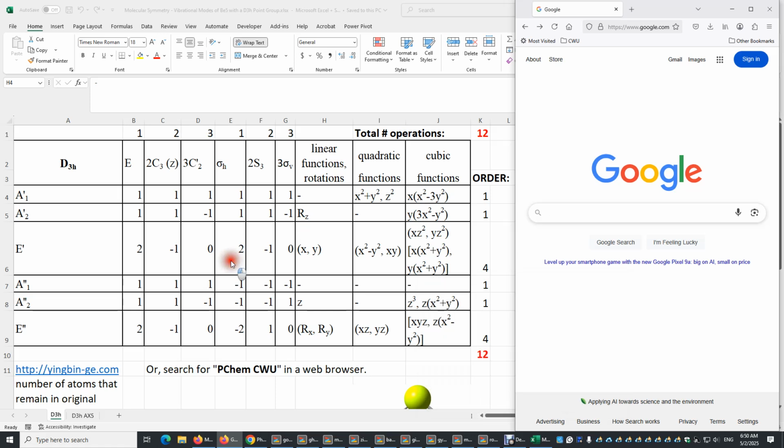In this video, I will analyze the character table of the D3h point group and then predict the symmetry of the vibration modes of an atomic cluster that belongs to this D3h point group.